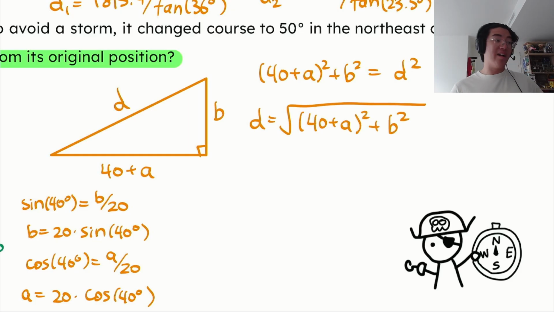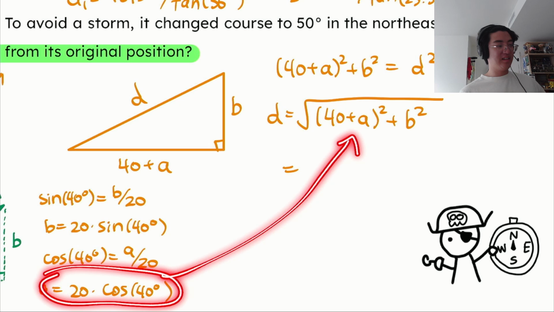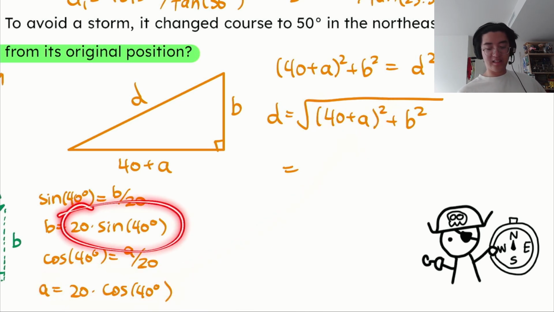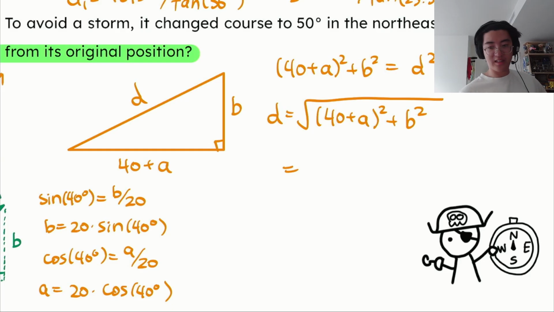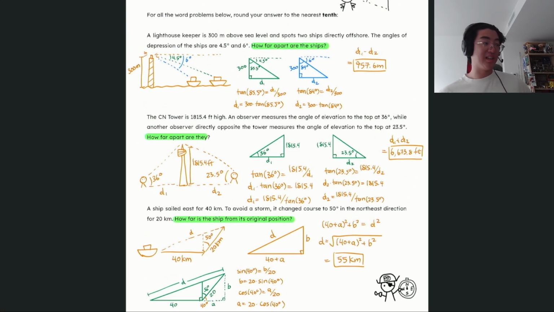Okay, so we just plug everything into the calculator. It's gonna be a doozy here. The a goes in here, add that with 40, and then we square that. We add this squared, and then we square root the whole answer. We should get 55. Okay, so that's how I do questions like this. Again, very difficult, extending stuff.